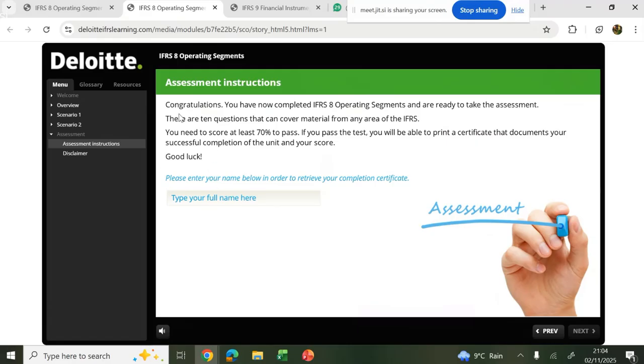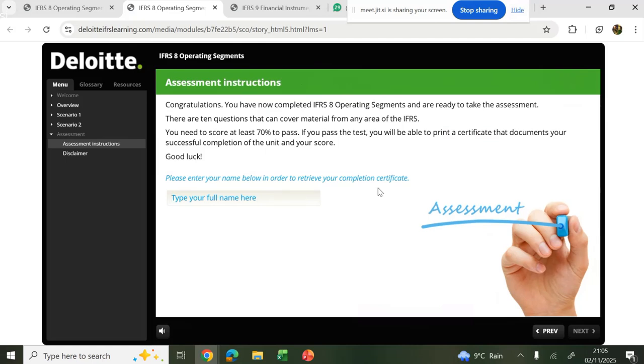So it says, congratulations, you have now completed IFRS 8 Operating Segments and are ready to take the assessment. There are 10 questions that can cover material from any of the areas. You need to score at least 70% to pass. If you pass the test, you'll be able to print a certificate that documents your successful completion of the unit and your score. So the certificate is going to show how much you scored, and it's also going to award you a certificate. Before you start, put your name here as you want it to appear on the certificate.